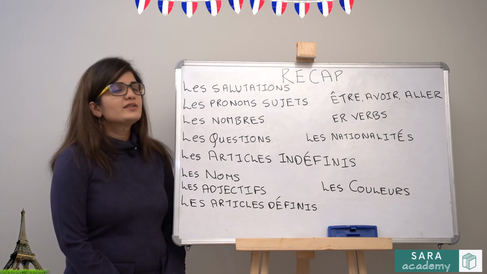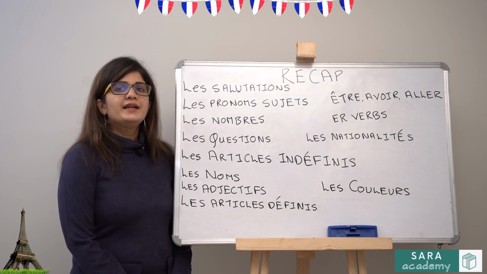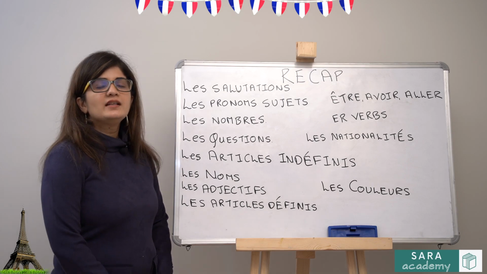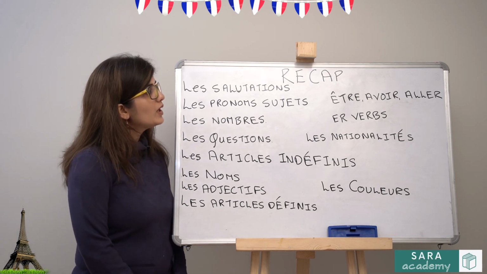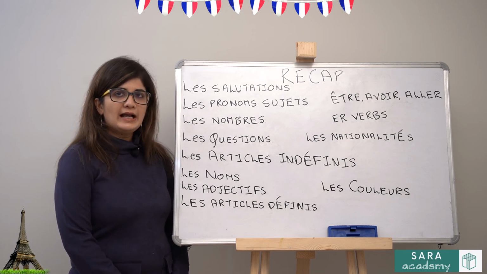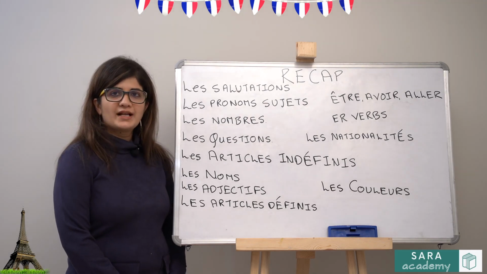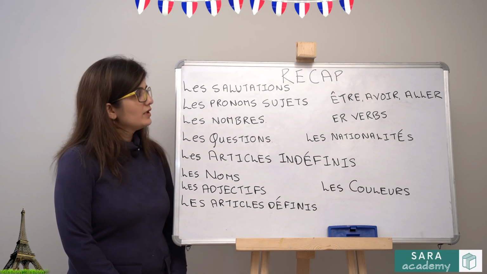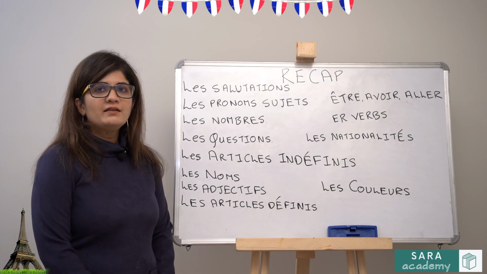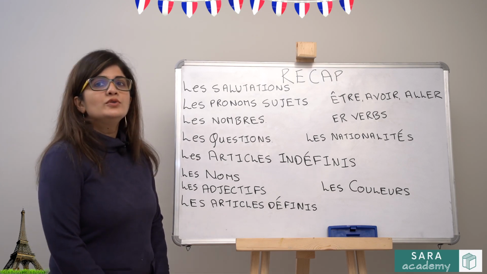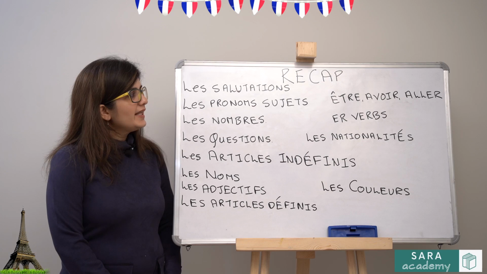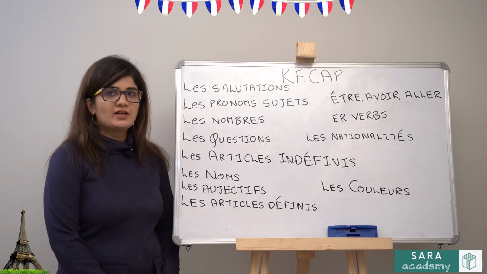For être, it is je suis, tu es, il est, elle est, nous sommes, vous êtes, ils sont, elles sont. For avoir, it will be j'ai, tu as, il a, elle a, nous avons, vous avez, ils ont, elles ont. And for aller, it would be je vais, tu vas, il va, elle va, nous allons, vous allez, ils vont, elles vont.